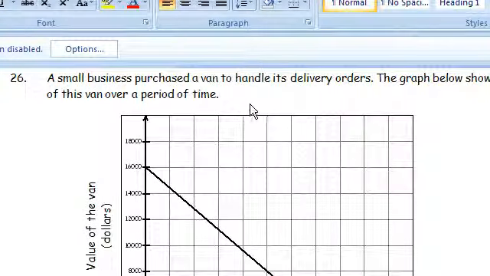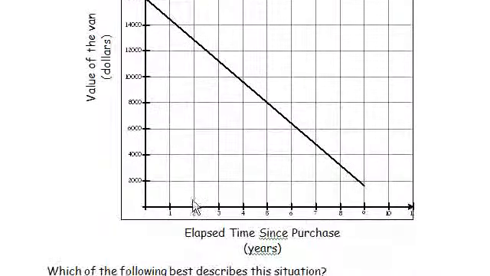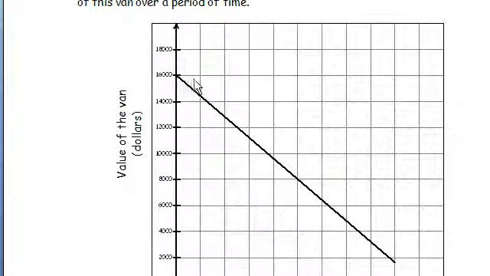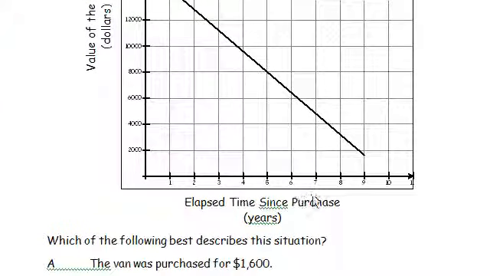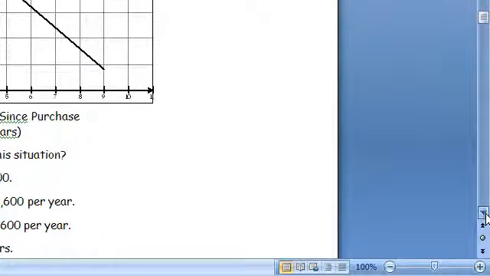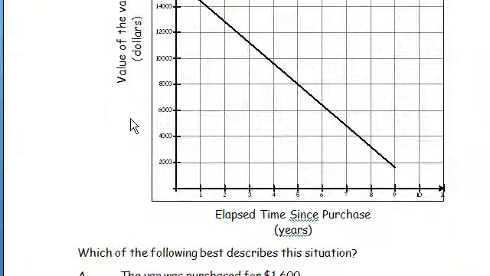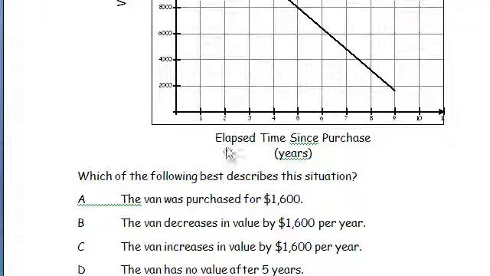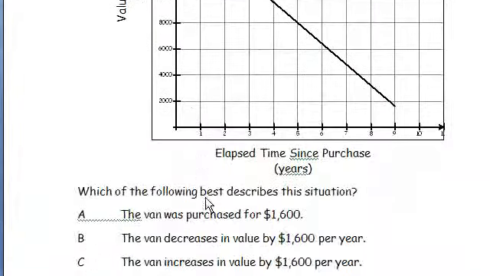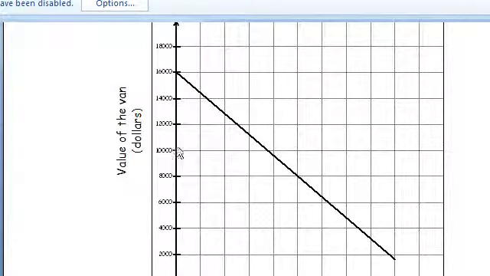A small business purchased a van to handle delivery orders. The graph below shows the value of the van over a period of time. So, the value of the van is decreasing as years go by. So, what describes the situation? Van was purchased for $1,600. Van decreased by $1,600 per year.